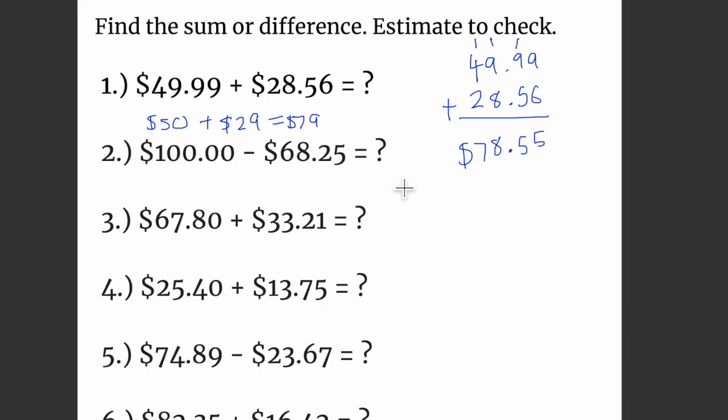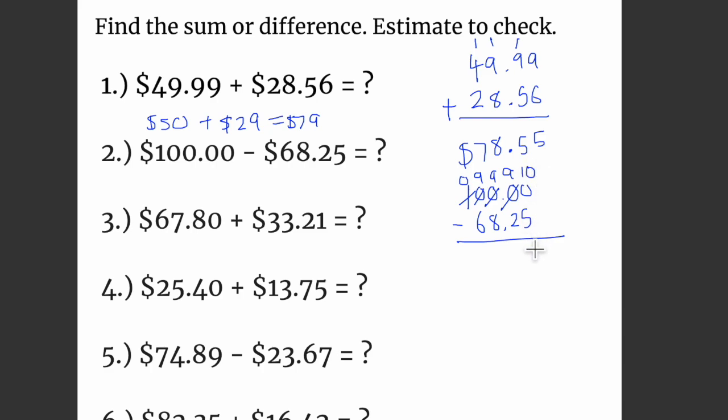So number 2, $100 minus $68.25. So again, we put the first number on top, 100.00 minus 68.25. Again, remember to align the decimal places. 0 minus 5, we can't do that, so we have to borrow a 10 from the next place. This becomes a 9, this also becomes a 9, and this also becomes a 9, and this becomes a 0. So we have a 10 here.